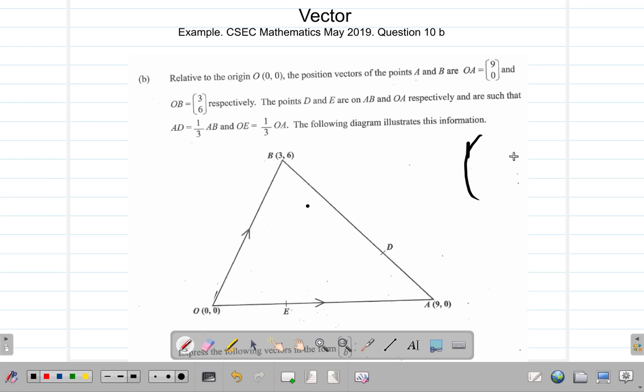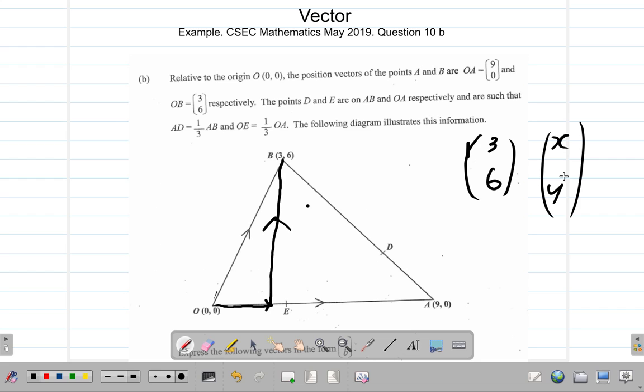remember, it's (3, 6), meaning x, y. Positive 3 means you move 3 places to the right. You could have moved 3 places to the right, turn the corner, then move 6 places upwards. Positive 6. You would end up the same place right here. You see that?